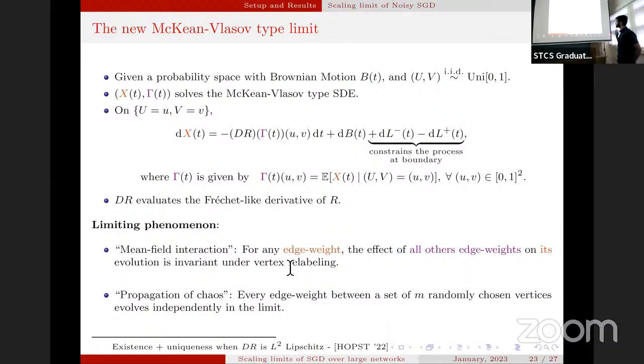And next is the propagation of chaos phenomenon, which is pretty interesting. So in the limit, what happens is that let's randomly choose m vertices from the graph, and you can imagine a submatrix of the n by n matrix. And every edge weight in those m squared many edge weights will become statistically independent as n goes to infinity. So these are some properties that you expect in the limit, and this property in general is known as propagation of chaos, which is exhibited here.